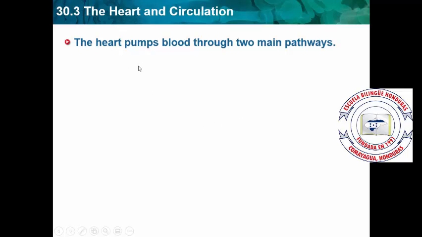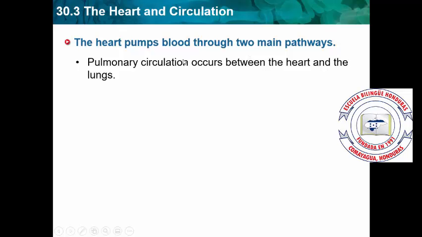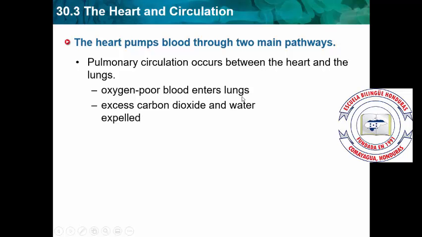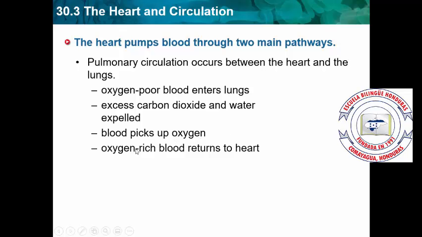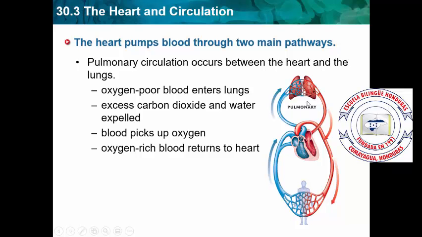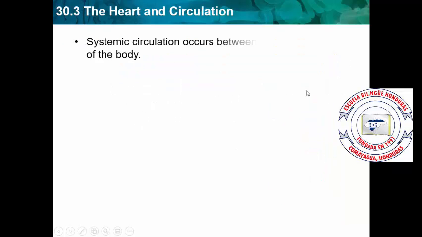The heart pumps blood through 2 main pathways. Pulmonary circulation occurs between the heart and the lungs. Oxygen-poor blood enters the lungs. Excess carbon dioxide and water are expelled. Blood picks up oxygen, and the oxygen-rich blood returns to the heart. Remember, this is the pulmonary circulation, and the other one is systemic circulation.